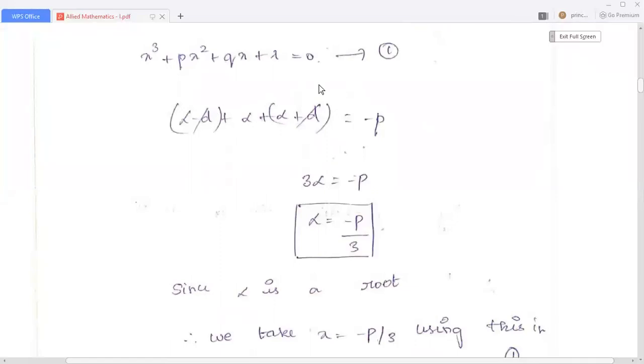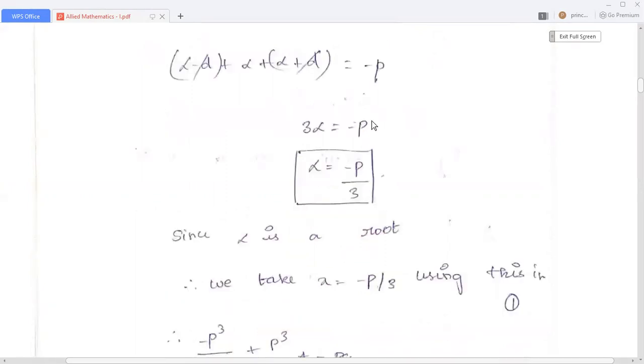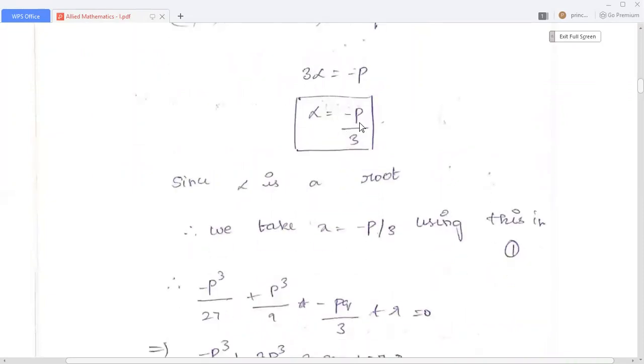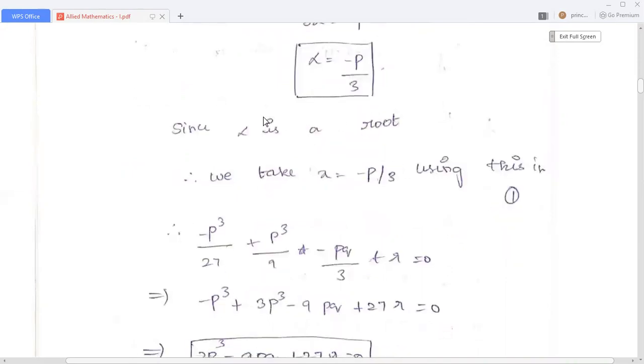Here we write sum of all the roots, alpha minus d plus alpha plus d, equal to minus p. Here minus d plus d get cancelled. So 3 alpha equal to minus p. Therefore alpha equal to minus p by 3. Since alpha is a root, therefore we take x equal to alpha equal to minus p by 3.